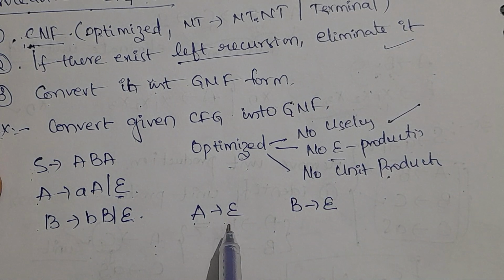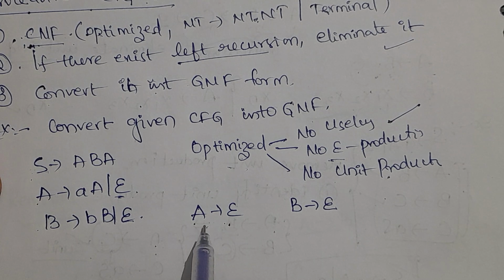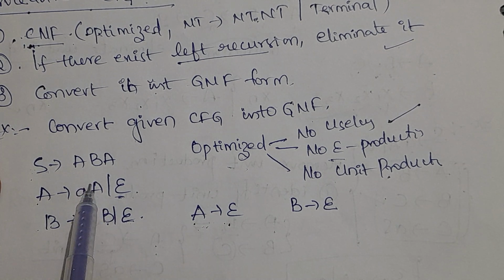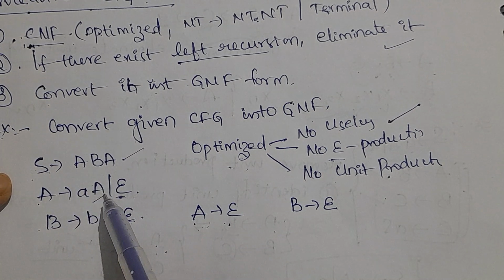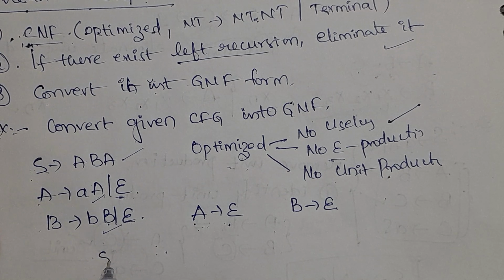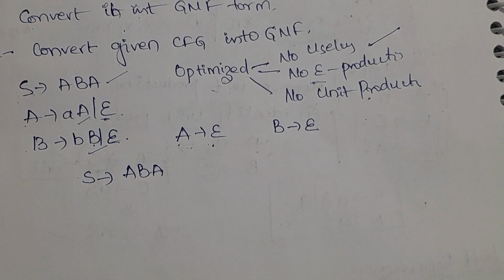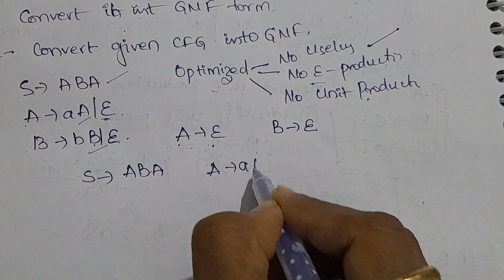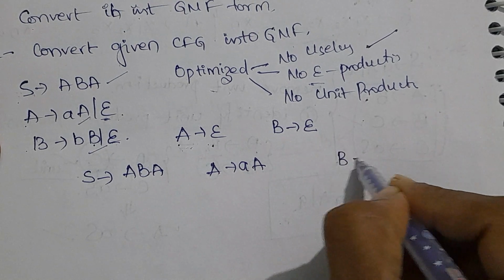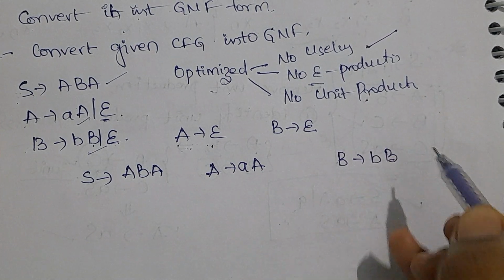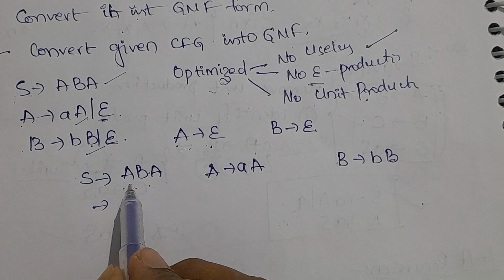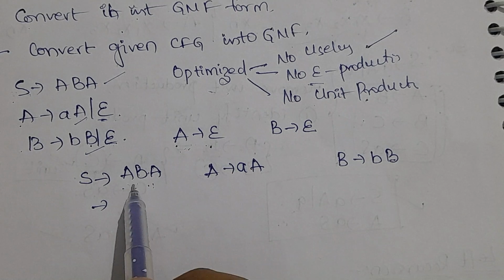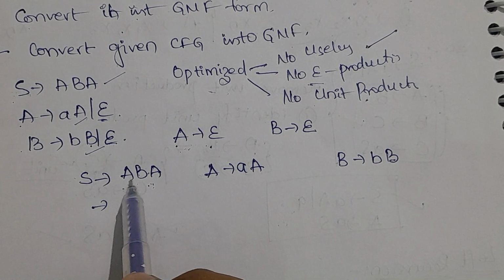And how do we remove these epsilon productions? Wherever A and B exist, you just write those productions here. A and B exist here as well as here. Now, you just write it. A gives A, B, A is one production. Again, A tends to small a, capital A is one production, and B tends to small b, capital B is one production.